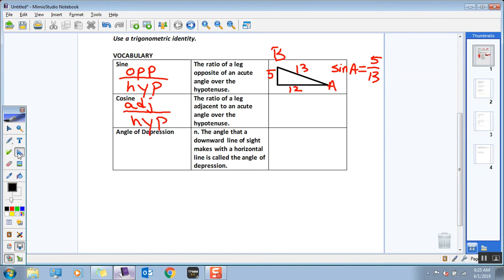I'll give you the same triangle up here again. Suppose I call this angle A with lengths 5, 12, and 13. If I wanted to know the cosine ratio of angle A, in my diagram, what leg is adjacent to angle A? 12. What's my hypotenuse? So how about the cosine ratio for that? 12 over 13. You guys are catching on to this really well. I'm impressed.